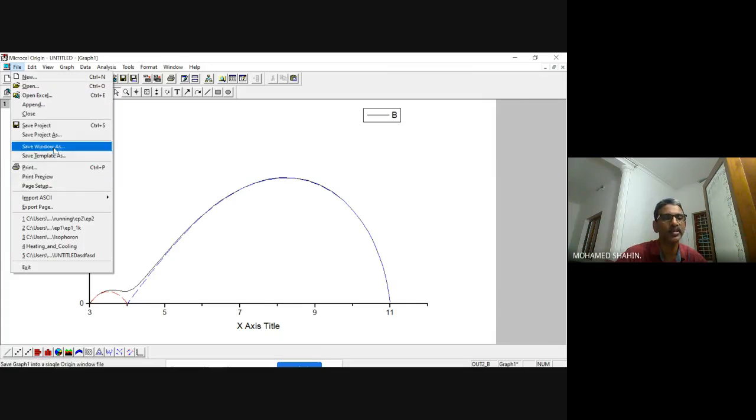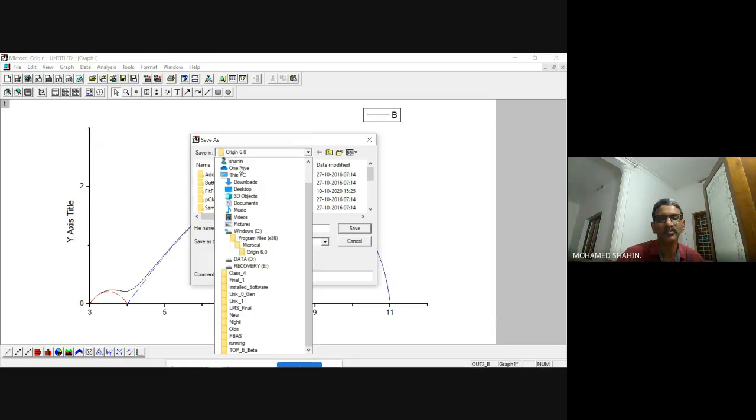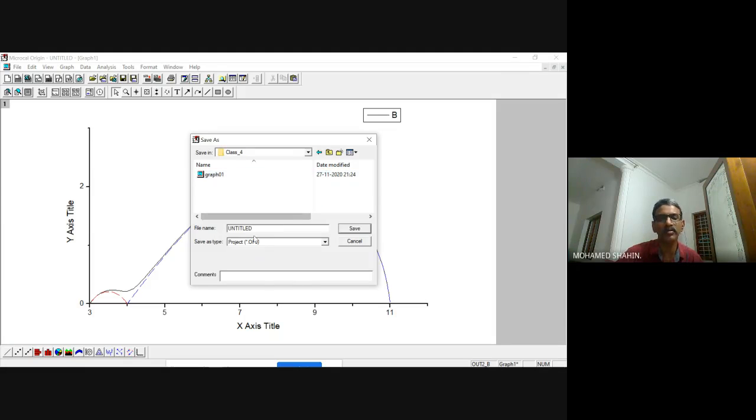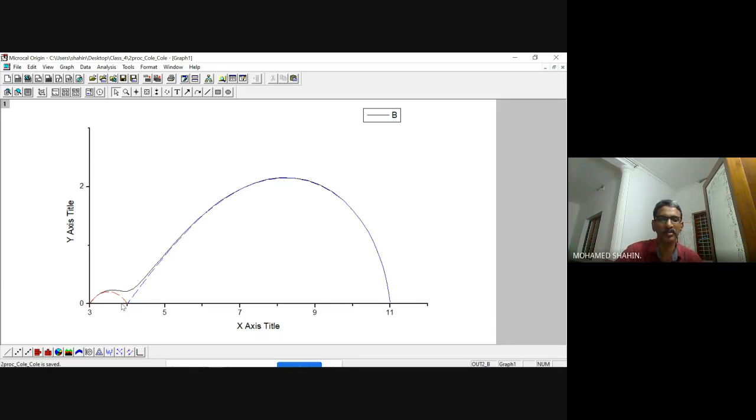File, save the project as, desktop, class code, two pros call. This is called Cole-Cole. Before computers became so popular, during the 60s, people were trying to understand the dielectric response using this. That is the importance of a Cole-Cole plot, but unfortunately there are some other limitations because frequency dependence will not be that much seen in this diagram.